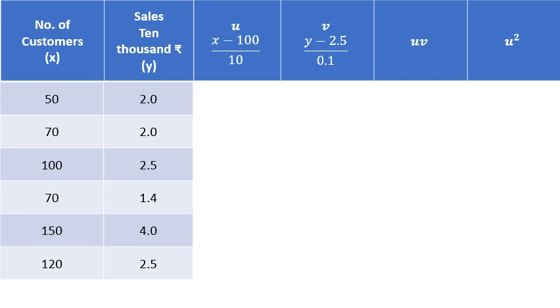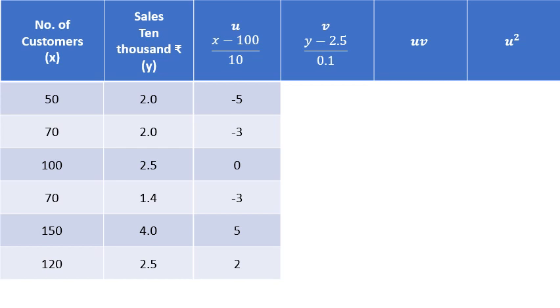Now the u column is x minus 100 upon 10. So deduct 100 from all the values of x and then divide the remainder by 10. You will get values like this. For example, 50 minus 100 is negative 50 divided by 10, that is just cut one zero, you will get negative 5. Likewise you have to write down the whole column.